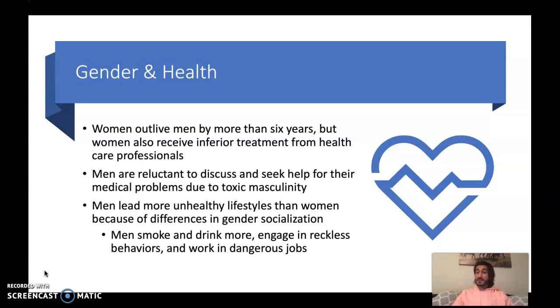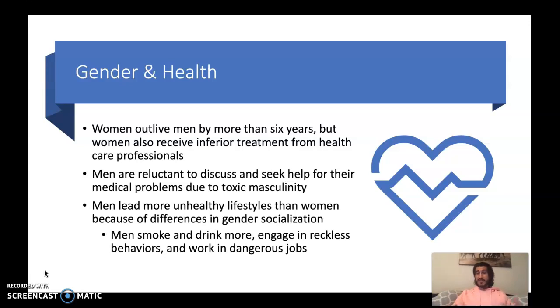However, men, as we talked about during our discussion on toxic masculinity a few weeks ago, still experience some disadvantages in health and healthcare, but those disadvantages are largely products of toxic masculinity and the way we socialize men and young boys in the United States. So, for example, men are reluctant to discuss and seek help for their medical problems due to toxic masculinity. We socialize young boys to be the strong and silent type, so never complain if you're experiencing any pain, just rub some dirt in it, you'll be fine, etc.